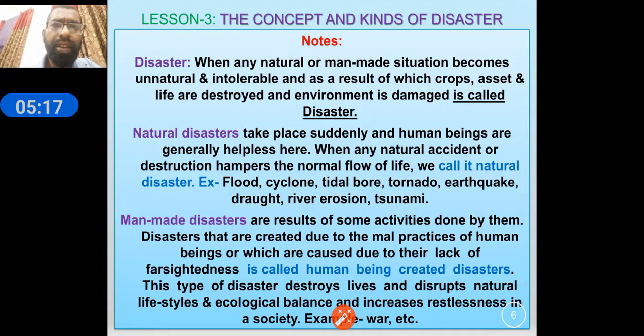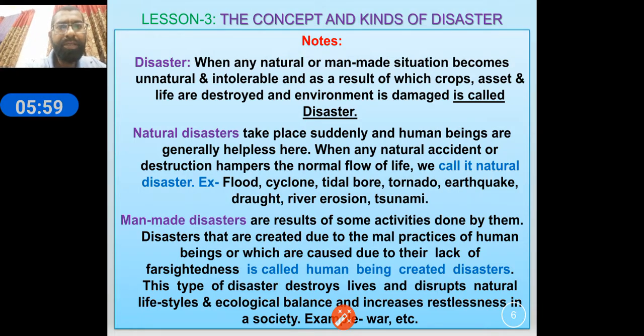Natural disaster, we have learned what is natural disaster. Natural disasters take place suddenly, and human beings generally become helpless against them. When any natural accident or destruction hampers the normal flow of life, then we can call it natural disaster. There are different types of natural disaster we can see throughout the world and in our country: flood, cyclone, tidal bore, tornado, earthquake, drought, river erosion, and tsunami.